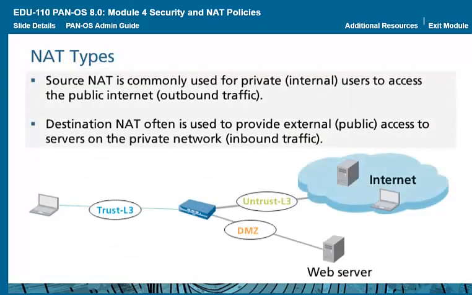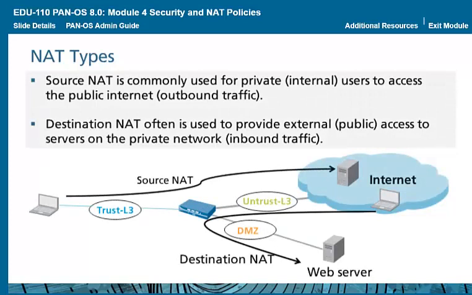NAT configuration can take two forms, source NAT and destination NAT. The forms are directional and are described from the perspective of the NAT device, the firewall. You often will use source NAT to translate the address of outbound traffic, that is, traffic originating on a private network and being forwarded out toward the Internet. You often will use destination NAT to translate the address of inbound traffic, that is, traffic coming from the Internet into the local private network.